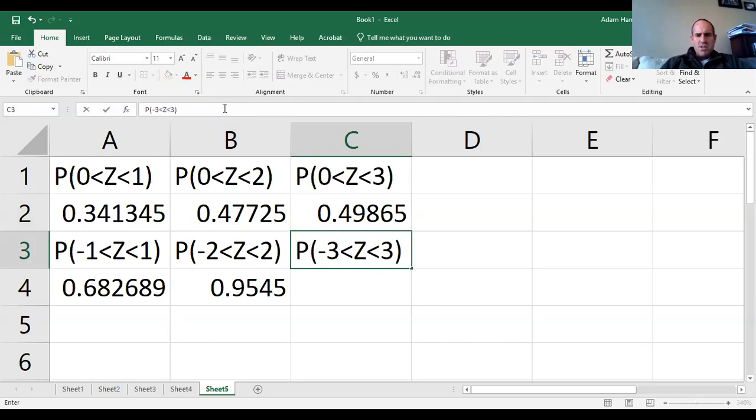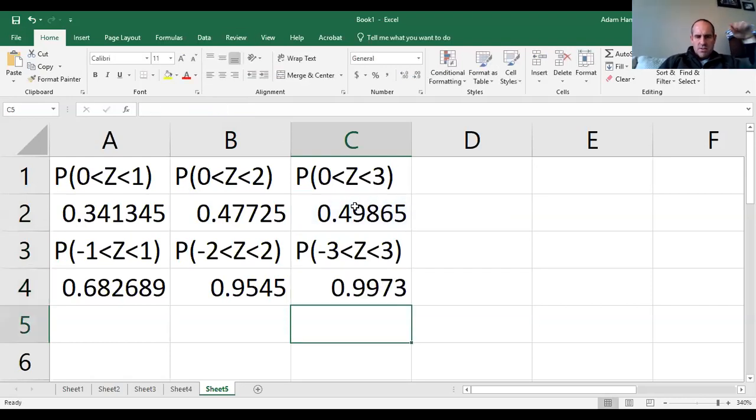So what's the probability that -3 is less than z is less than 3? That means I'm within 3 standard deviations of the mean. Well, that's going to be 2 times this thing right here. And you get 99.7% of the data.